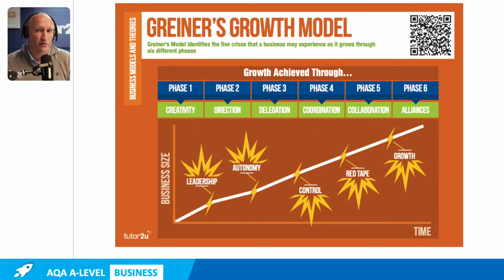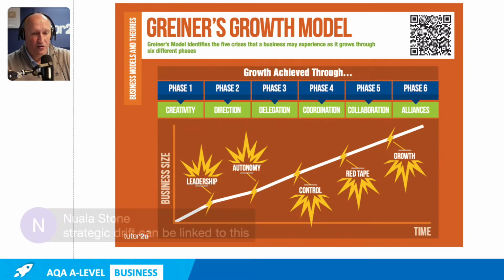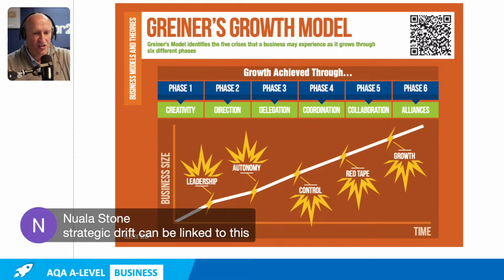So I think those two models, Greiner and strategic drift, work really well together. Because what do you have to do? Well, you have to find a way of getting over that, don't you? You have to get into a growth mindset again. You have to get decision making working quicker, and you have to align your strategy with the external environment again. So it could be in the context of crisis of red tape, too much bureaucracy, in which case I think Greiner. It could be strategic drift. I think the two work really well. As Nuala has mentioned in the live chat, absolutely strategic drift. So there we go.